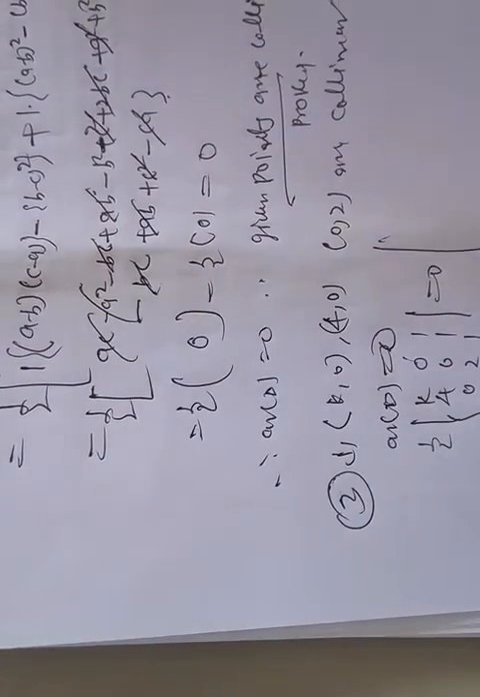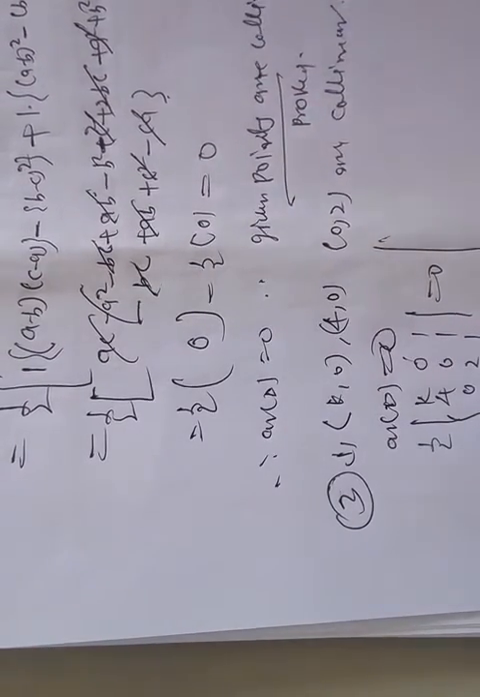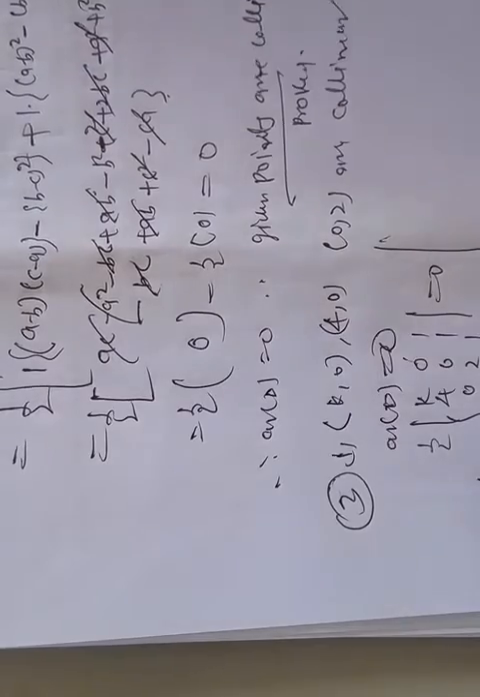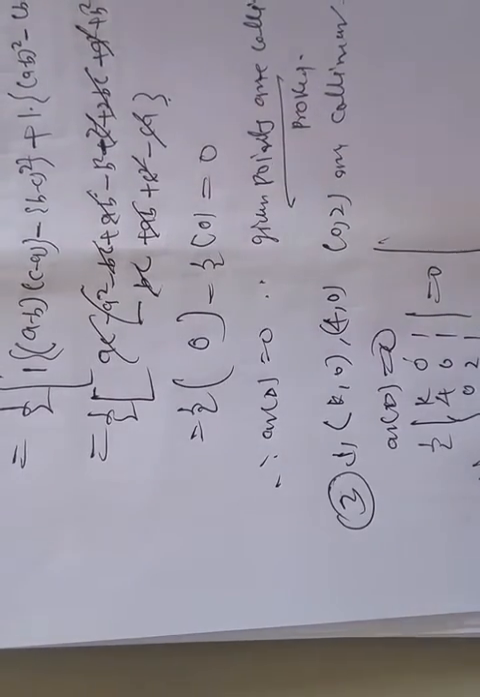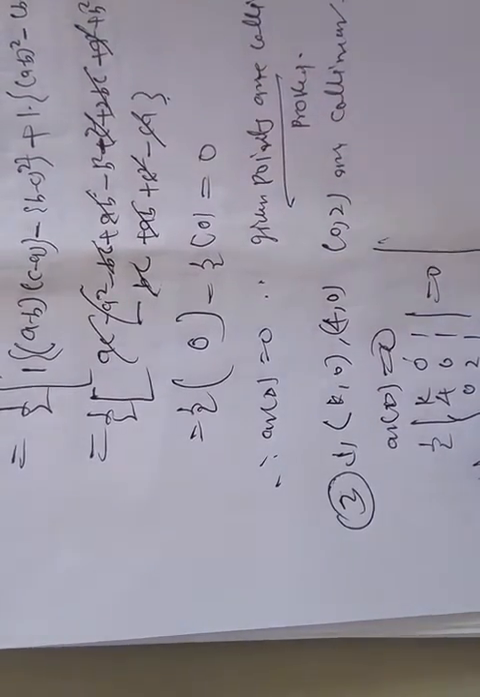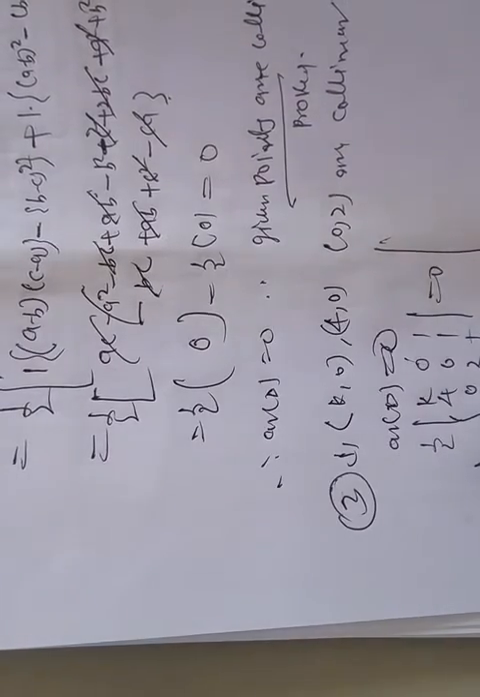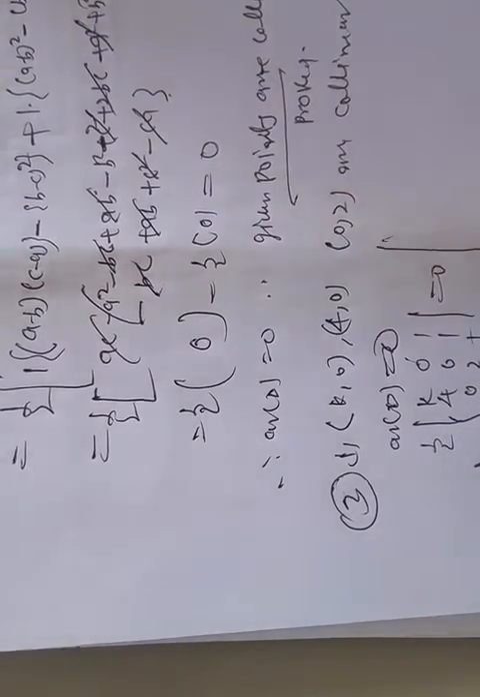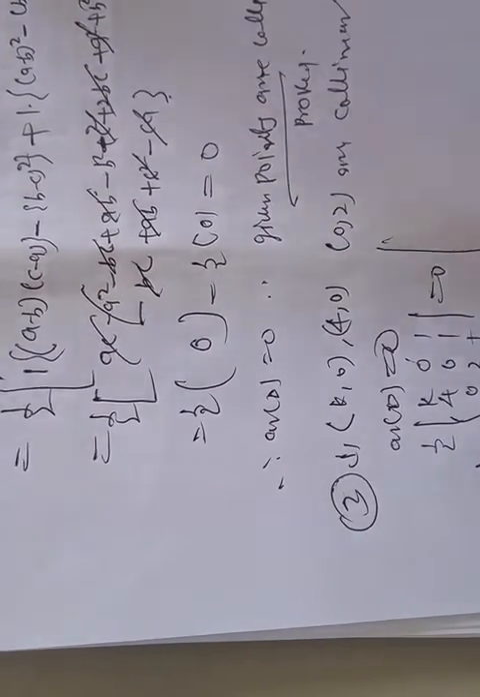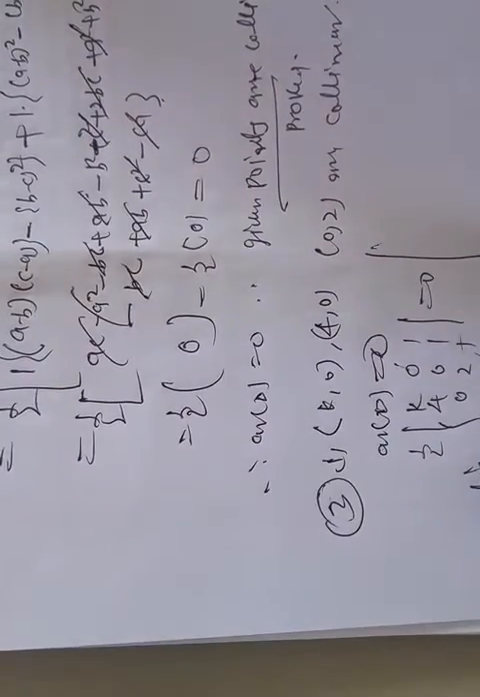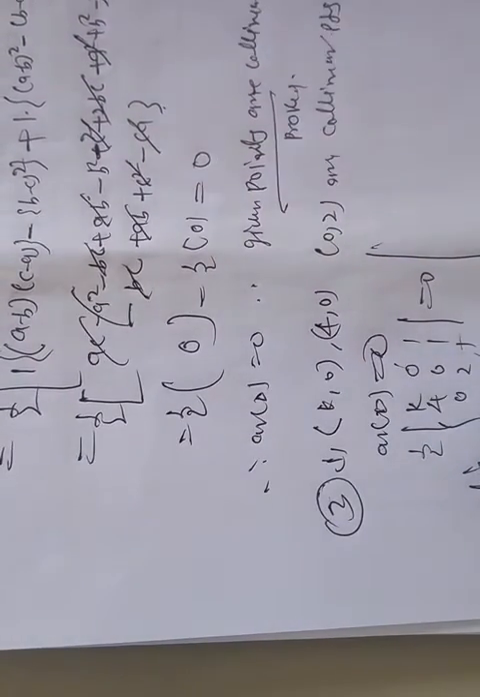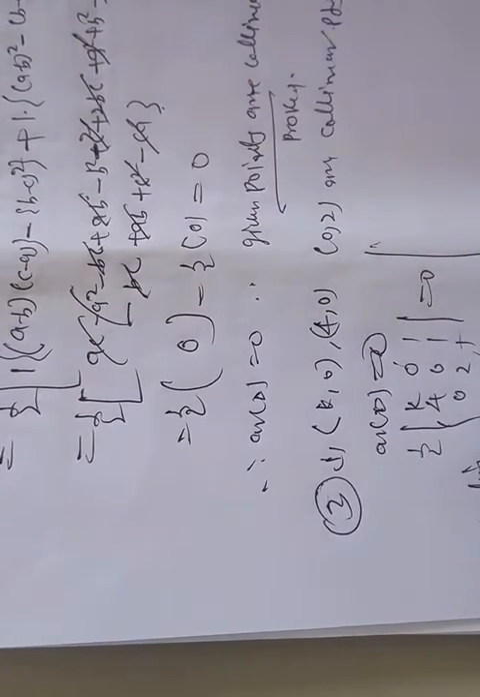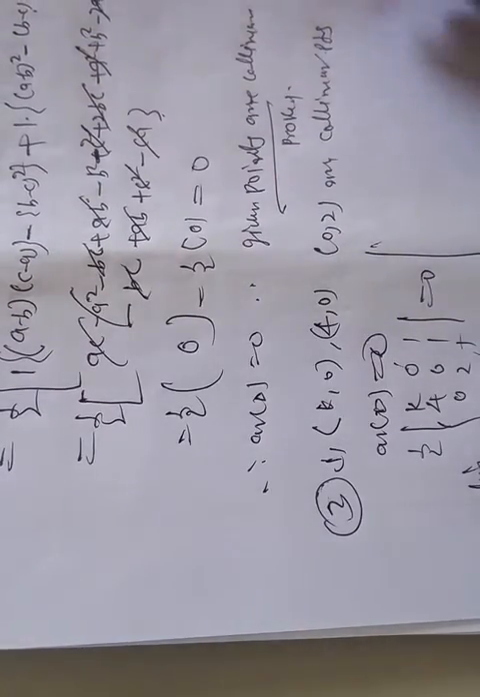Expanding along C2, this row and this column cancel, leaving 2. Okay, k into 1 minus 4 into 4 equal to 0. So 2 is also 0, k minus 4 equal to 0, so k equals 4. That is your answer, right?